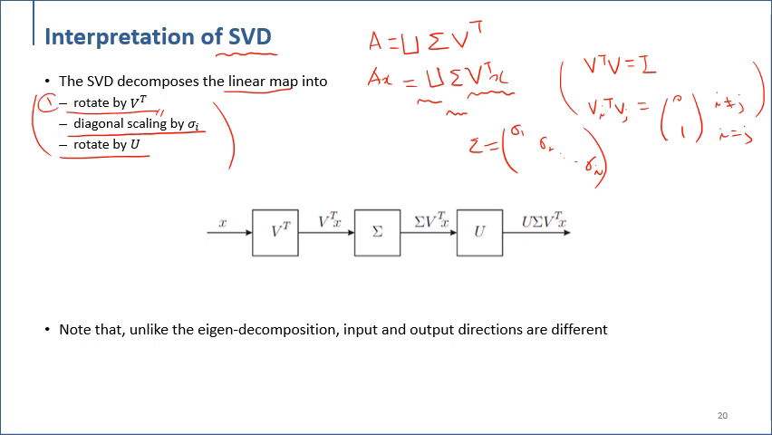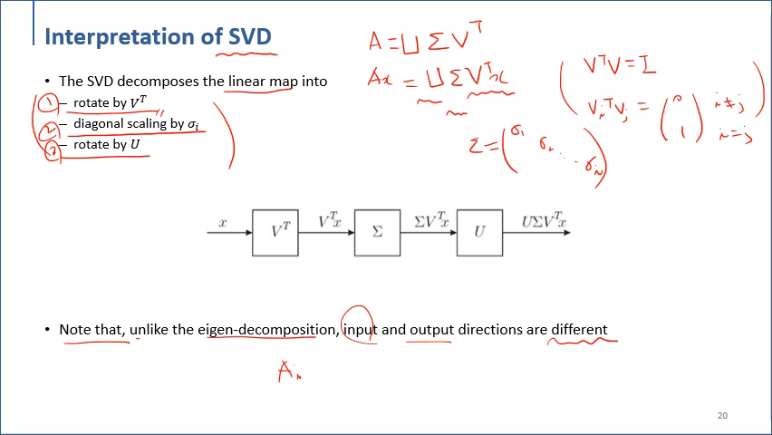So firstly, we need to rotate by V transpose, and we need to scale diagonally by sigma I, and then we need to rotate by U. And here you should know that unlike the eigen decomposition, input and output directions can be different.